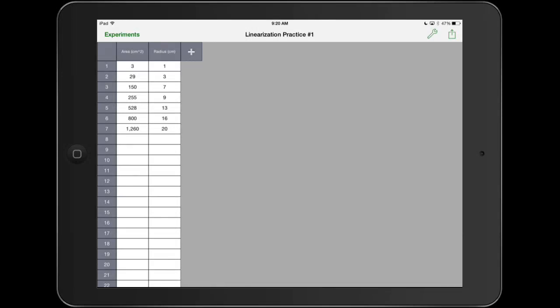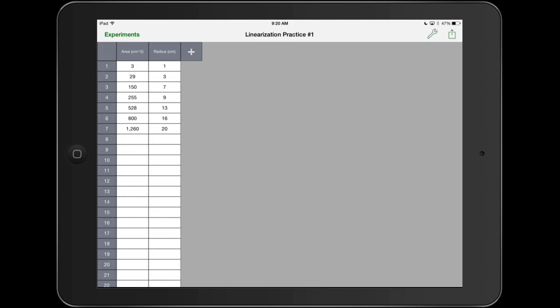This is a video showing you how to do linearization practice number 1. Number 1 states, students measured the area of a circle as they increased its radius. So they're changing the radius. That's going to be the independent variable. That'll go on the x-axis. And then they measured the resulting area, which is the dependent variable, going to be on the y-axis.